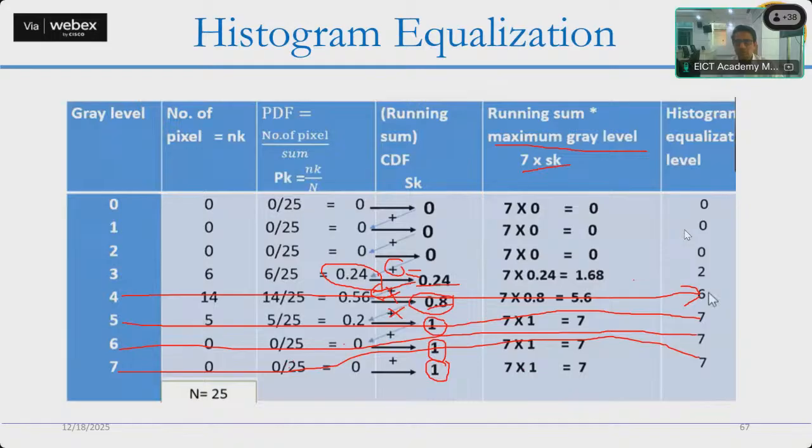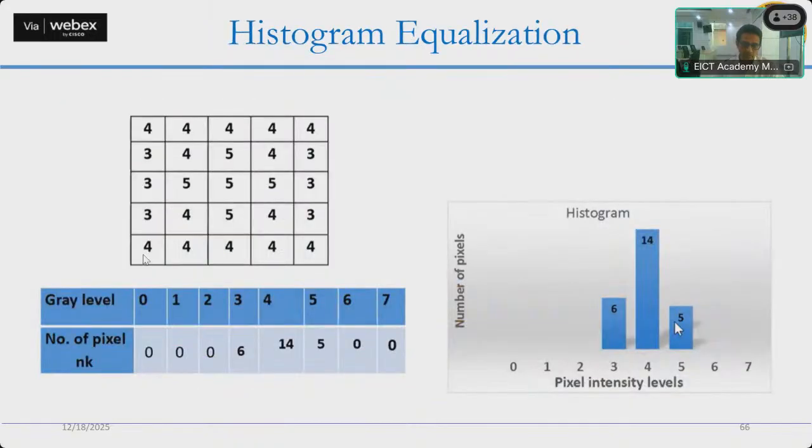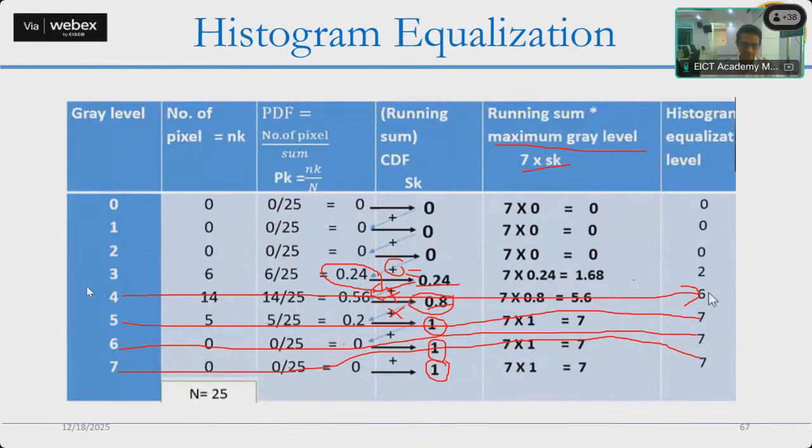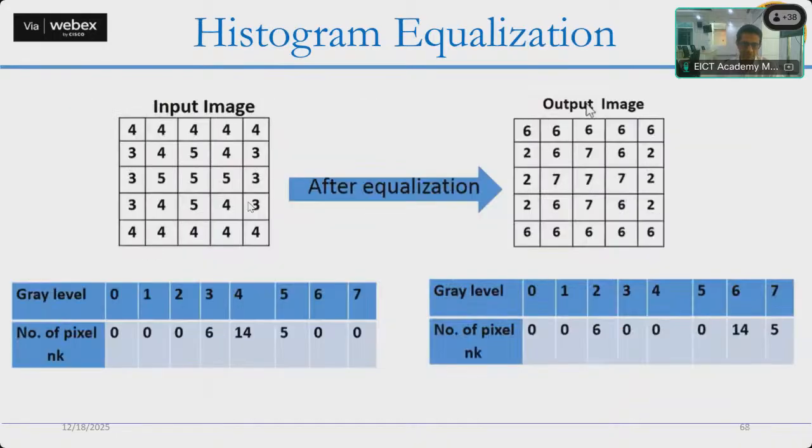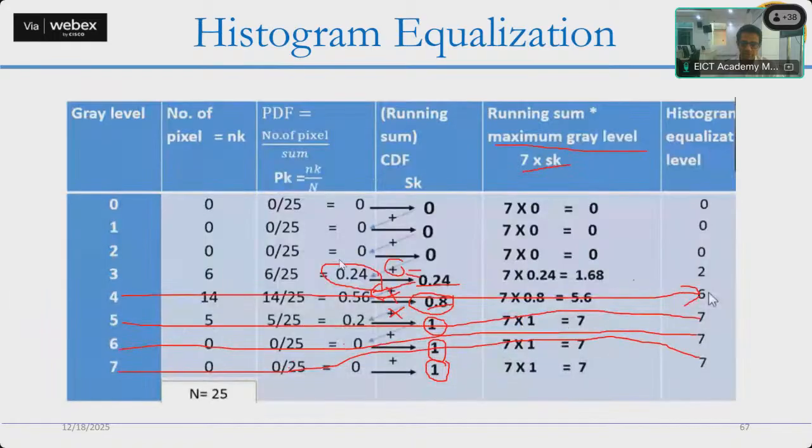Any other observation? So what will happen when we have taken the earlier image? In this image, whatever level 4 is there will be replaced by 6. 5 will be replaced by 7, right? 3 will be replaced by 2. Is it clear? See, what will be the new image? What will be the transformed image?